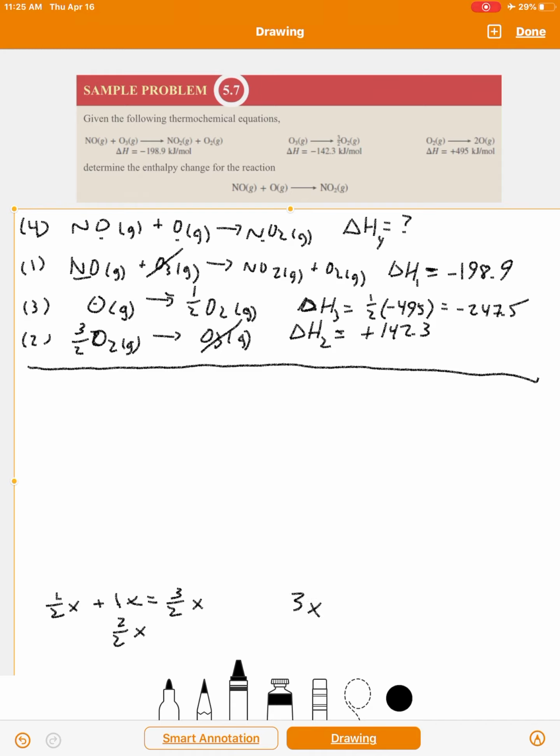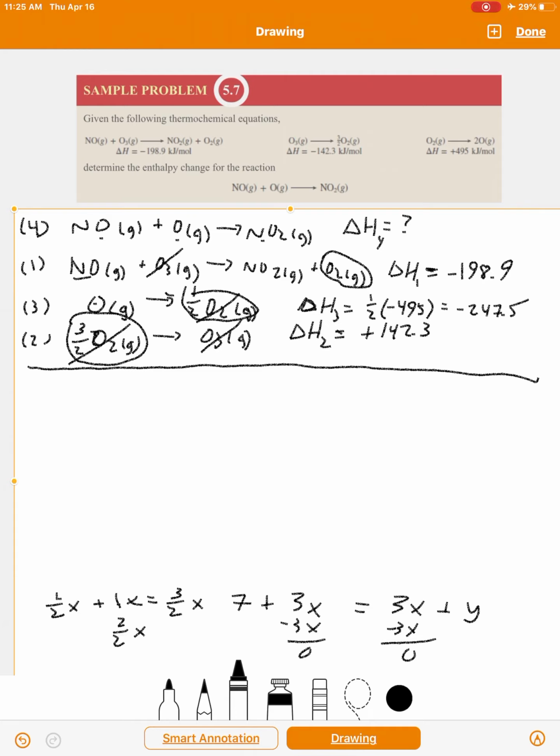Likewise, if I have 3x on one side and I have 3x on the other side, we can subtract 3x from both sides, and the x's are gone, right? So same thing here. If you have O2s on both sides, you can cancel them. So on the left side, we have 3/2 O2. On the right side, we have a half O2 and 2/2 O2. That's 3/2. So the O2s cancel. They're gone. And the O3s cancel. They're gone.